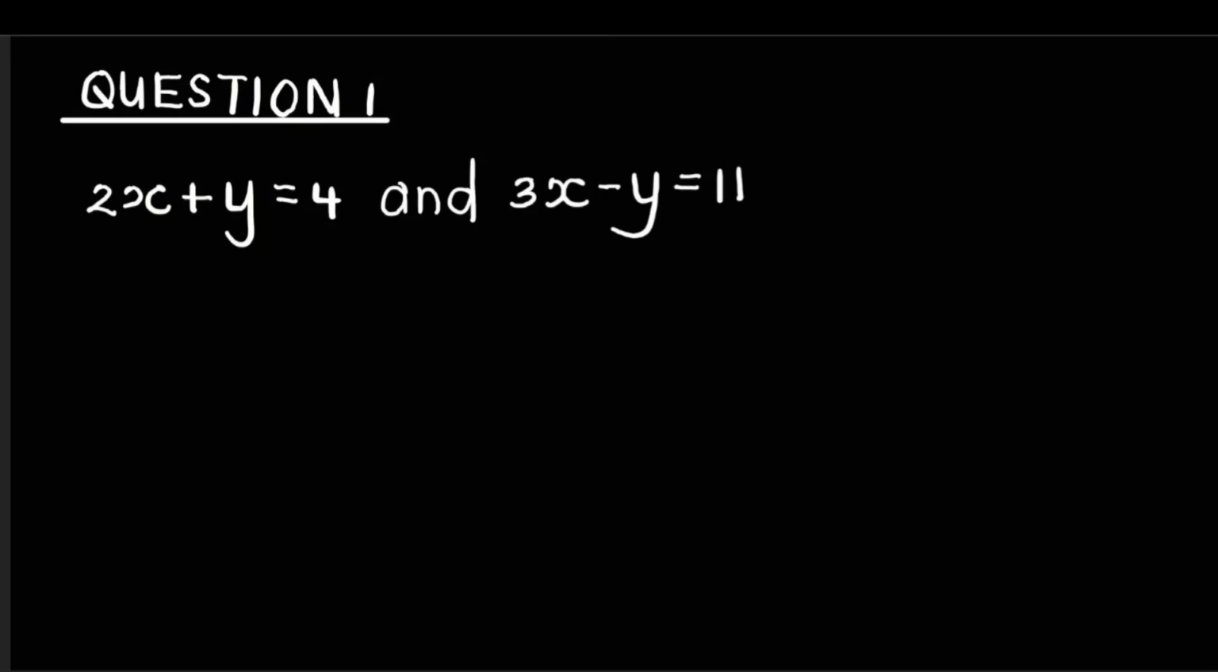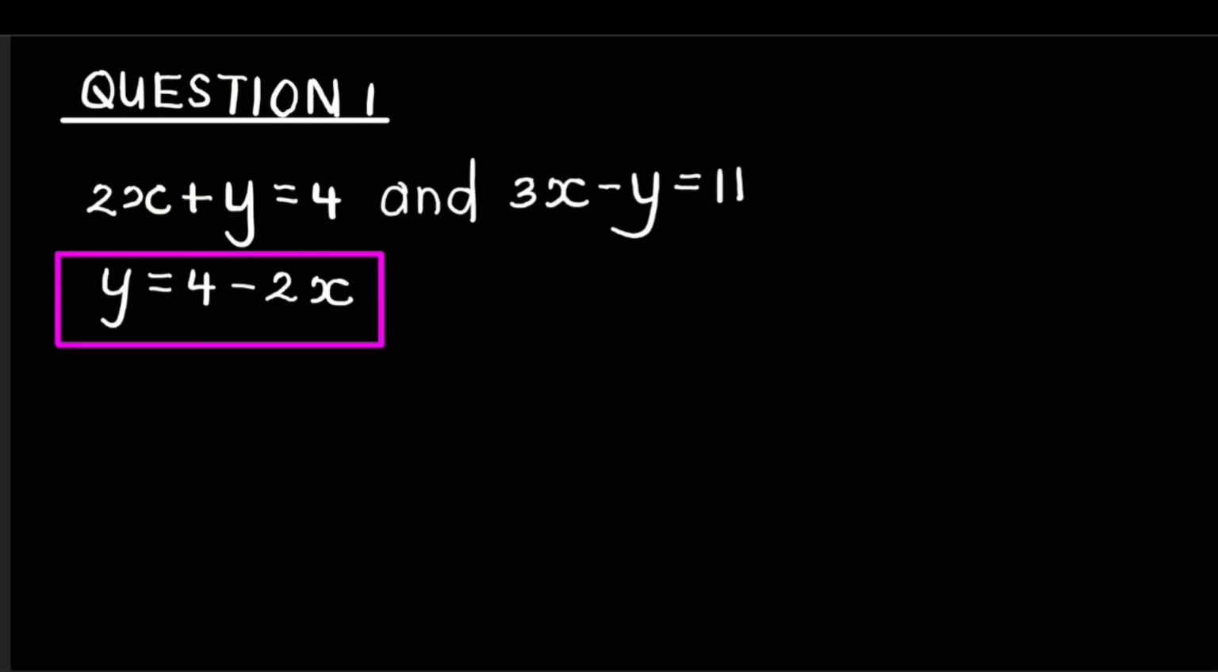Now to start off, we choose one equation that we'd like to start with. I'm going to go with the first equation, and we make y the subject of the formula. So to make y the subject, we can take the 2x over to the right-hand side. So we have y is equal to 4 minus 2x. Right now we know what y is equal to, and we're going to substitute that into the second equation.